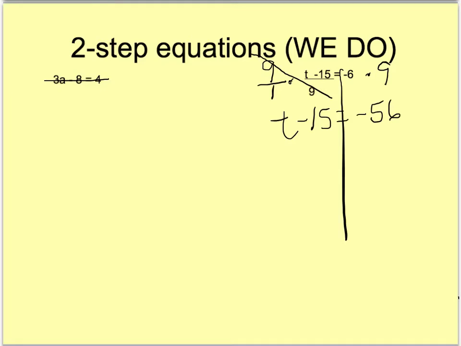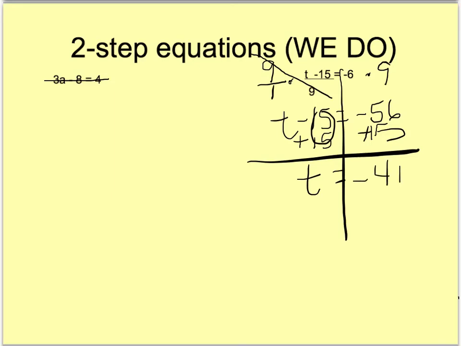So then from here, I can add 15 to both sides. This cancels, and I'm just left with t is equal to. Whenever I have negative 56 plus 15, they're different signs, so I'm subtracting. So that will give me negative 41. There are more negatives, so my answer is negative.